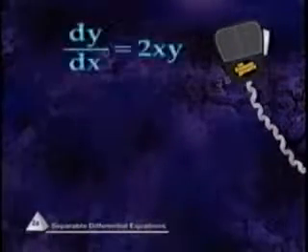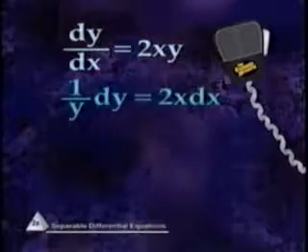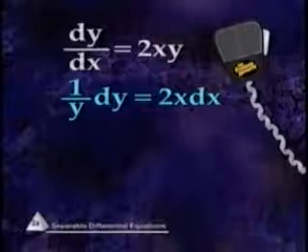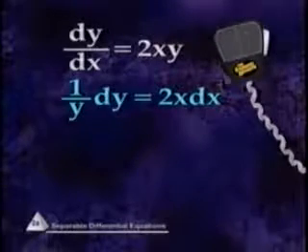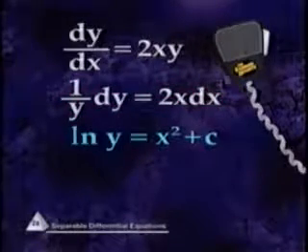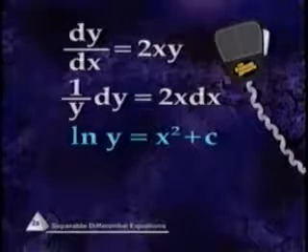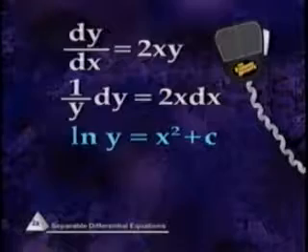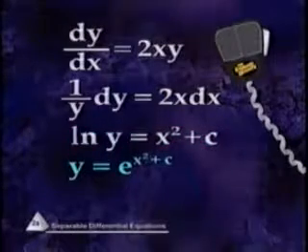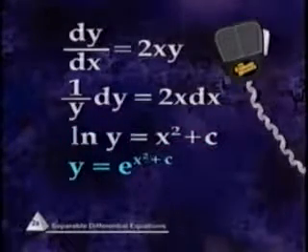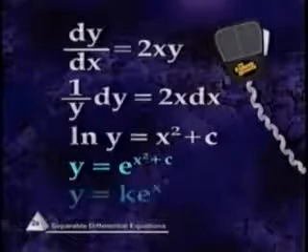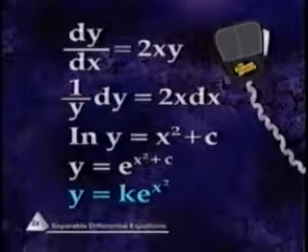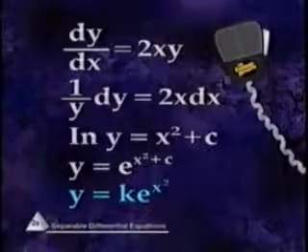Here's what we just did in that problem. We were given dy dx equals 2xy. We separated the variables and got 1 over y dy equals 2x dx. Integrating, we got the natural log of y equals x squared plus c. Solving for y to get the explicit solution, we exponentiated and got y equals e to the x squared plus c. Consolidating the constants, we got y equals k times e to the x squared. And that was our answer.